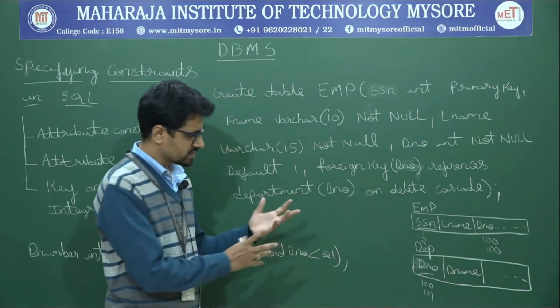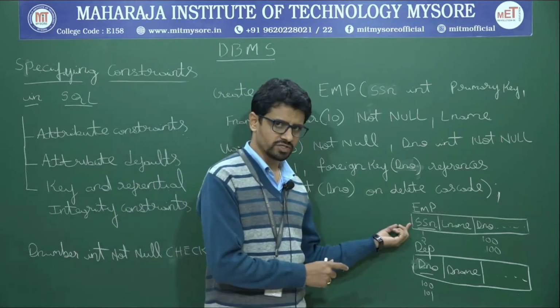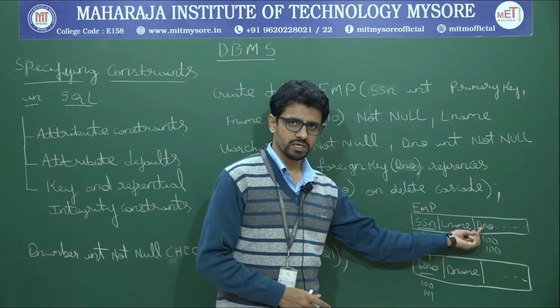Now apart from this, I can see a primary key constraint here, and I can see a referential constraint here.